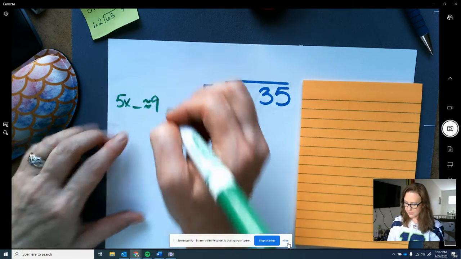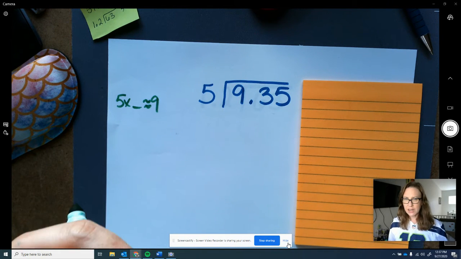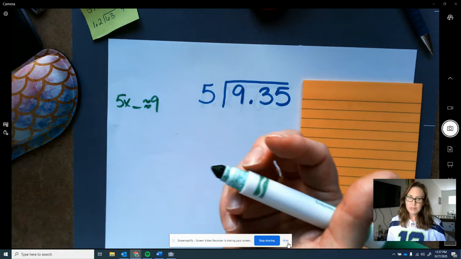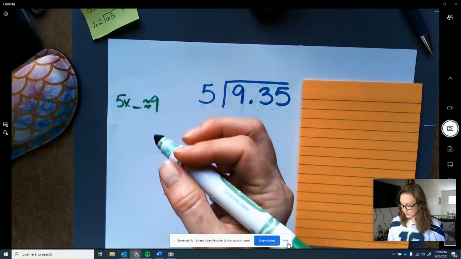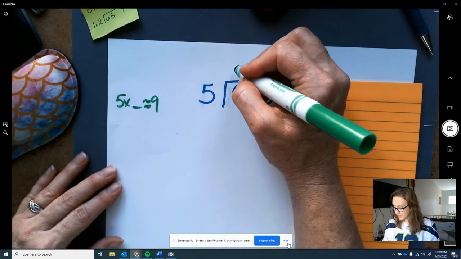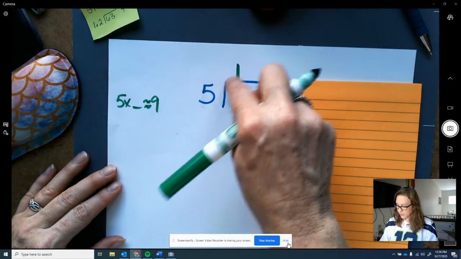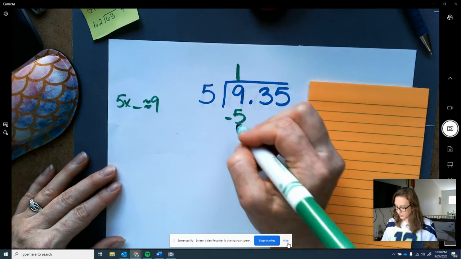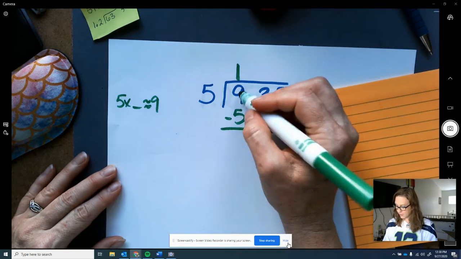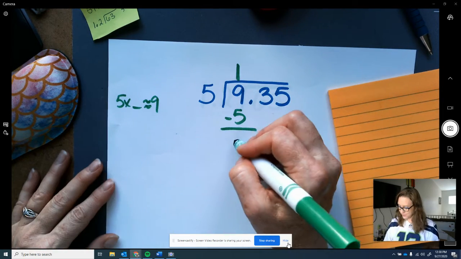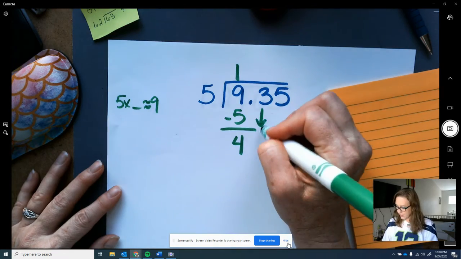I'm going to make these wiggly lines because I want it to be close to 9, but I don't want it to go over 9. Well, 5 times 1 is 5, and 5 times 2 is 10. So we have to go with 5 times 1. 1 times 5 is 5, so we are going to subtract that 5. 9 minus 5 is 4. We're going to bring down the 3.